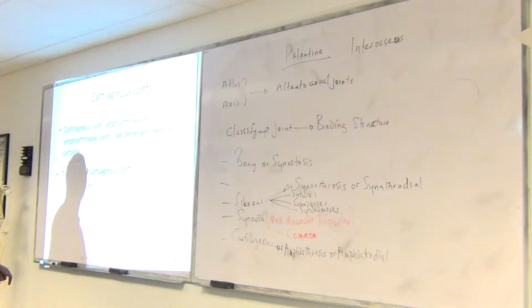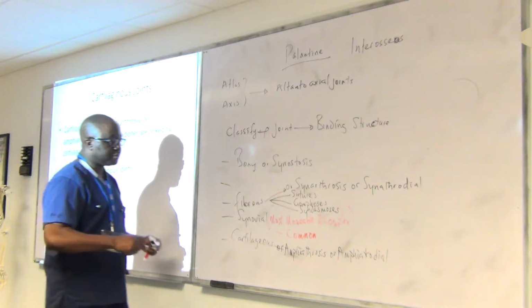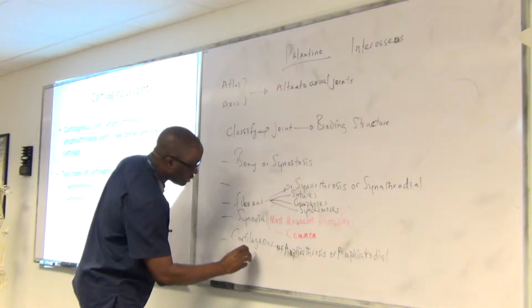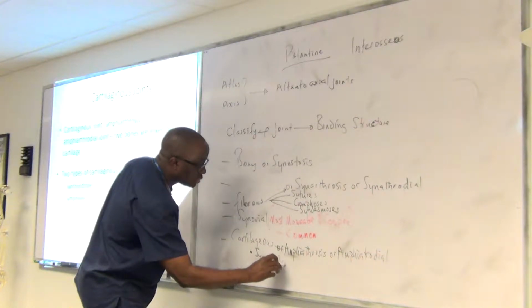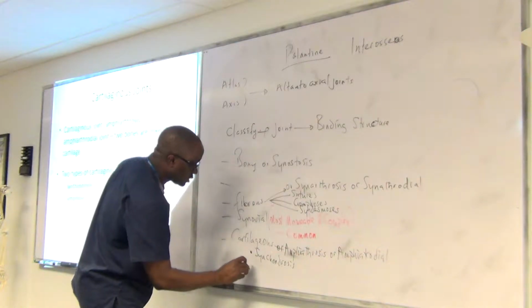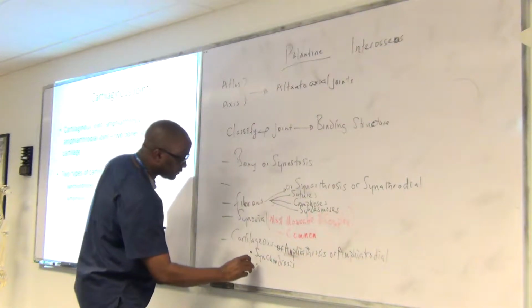So the cartilaginous, the two types we have are synchondrosis and symphysis.